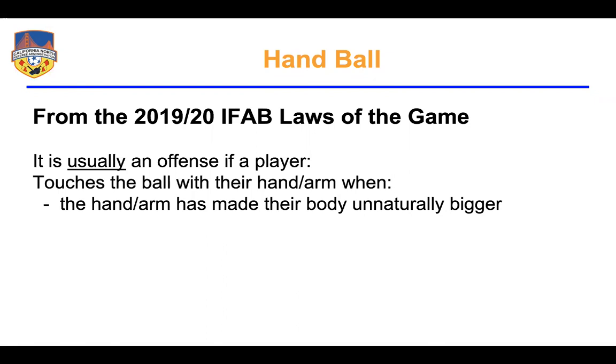But if the hand or the arm is out away from the body or out of the natural silhouette, so if you're looking at a person directly from the front, if their arms are out to the sides, that's beyond the natural silhouette of their body. If they have turned to the side, then obviously the body is more narrow at that point. And if the hands are out in front of them, then we're going to have a potential handball because the hand is outside of the natural silhouette of the body. So even though that terminology is not in the laws, the idea of the natural silhouette of the body is the best descriptive language we can think of to help to understand what it means by making the body unnaturally bigger.